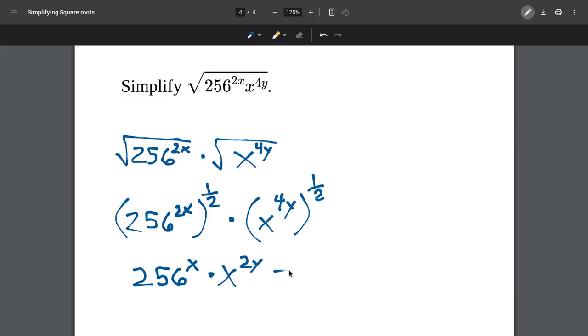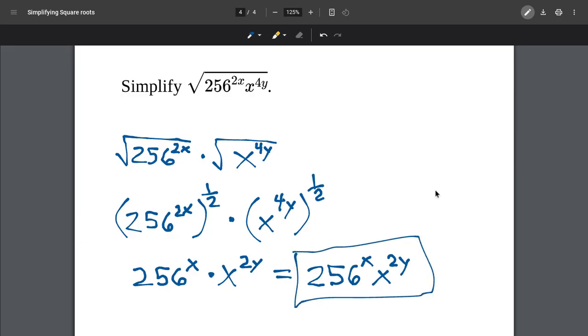We can have the dot to indicate multiplication, or we can just write 256 to the x power and then put x to the 2y power next to it. And that will indicate multiplication as well.